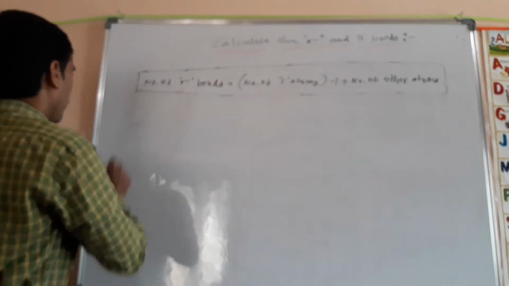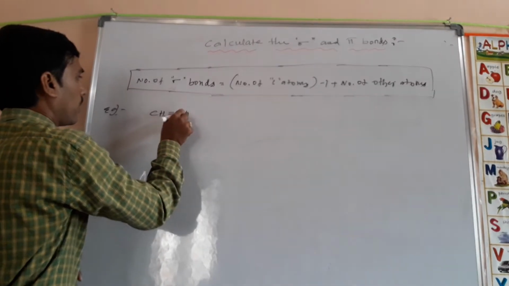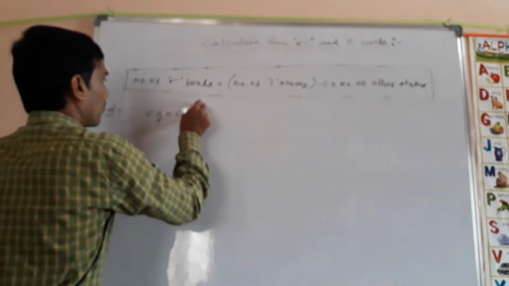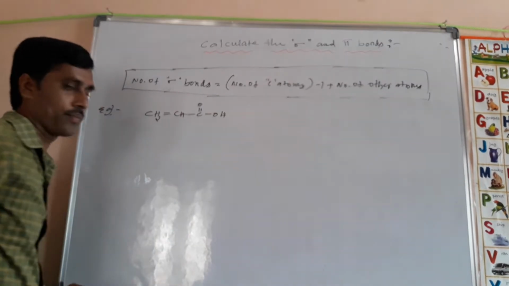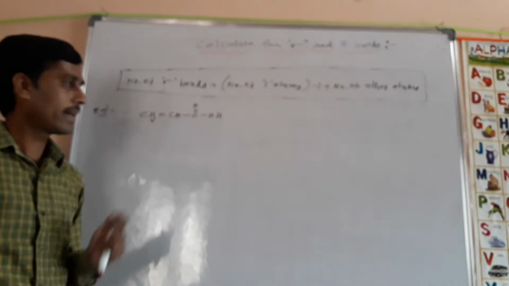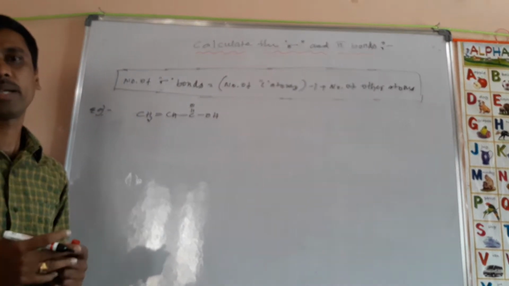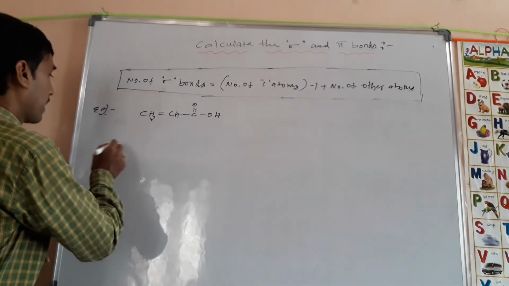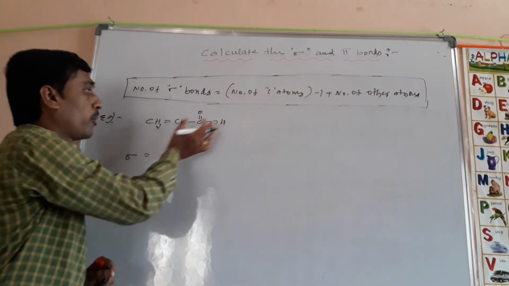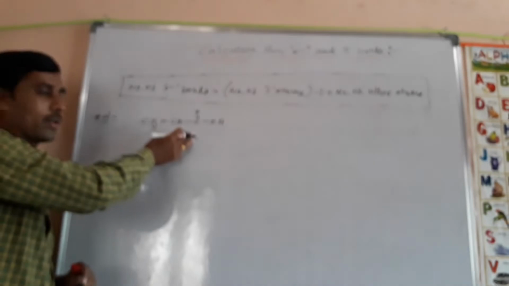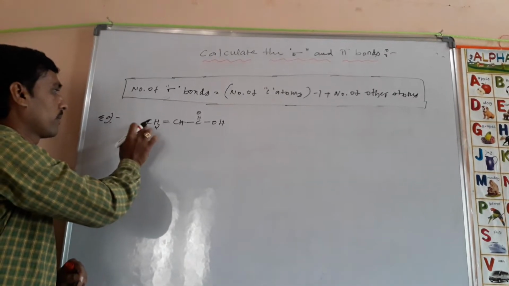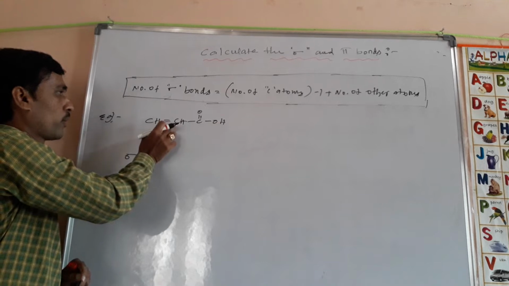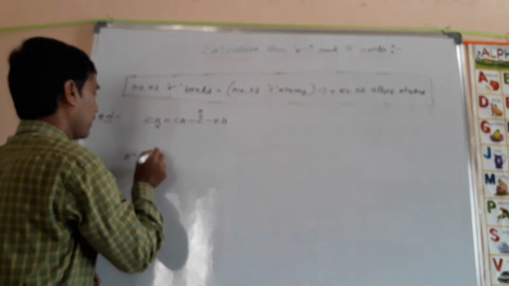Suppose we take one example, that is CH2=CH-C(=O)-OH. This molecule contains how many sigma bonds and how many pi bonds? We find this using the formula. Sigma bonds equal the number of carbon atoms. How many carbon atoms are there in this molecule? We count: 1, 2, 3. Number of carbon atoms is 3.